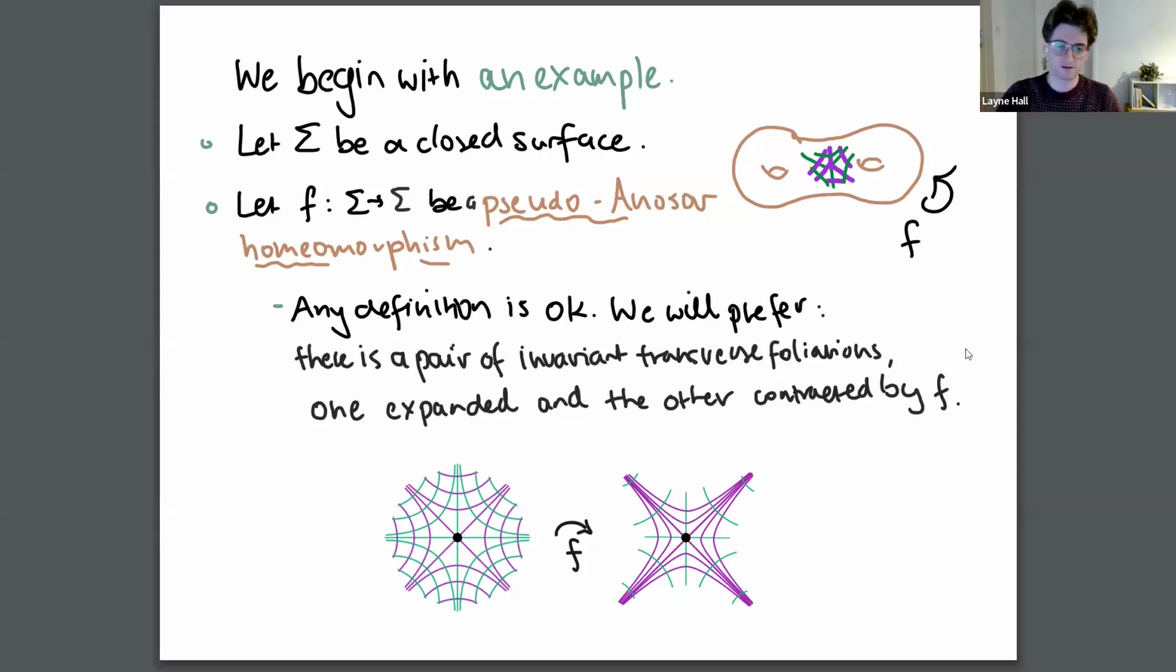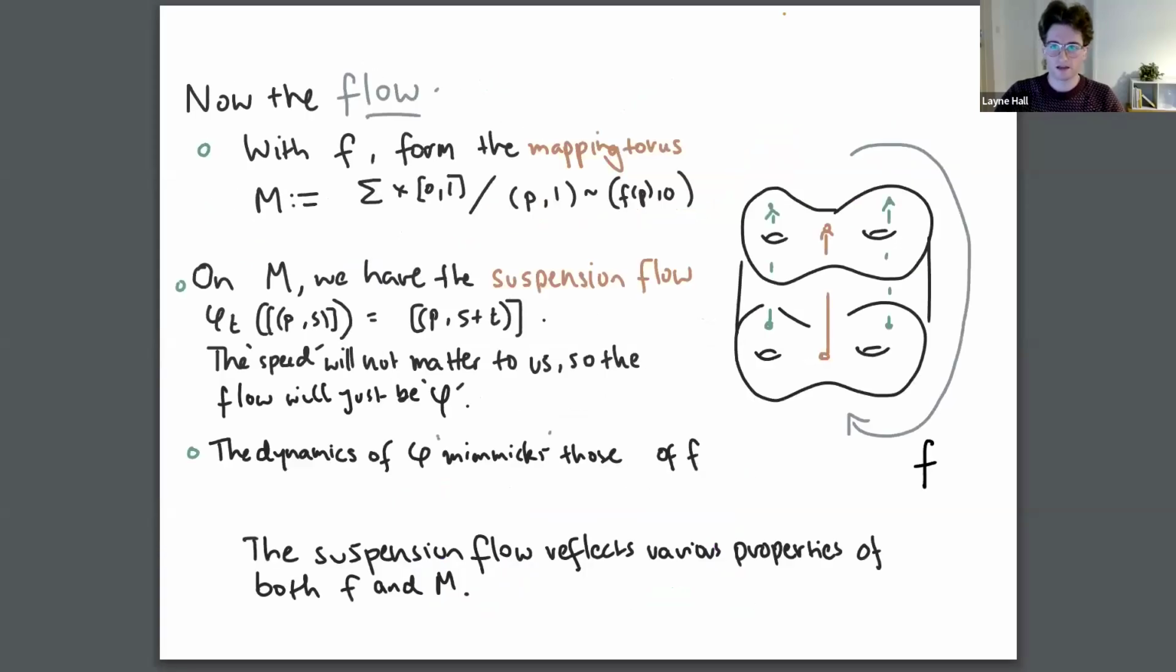Okay, now the talk's about flows. So the flow is going to come from this pseudo-Anosov homeomorphism. And it's going to come in the form of the mapping torus, right? So we're going to do a sort of standard construction and build the three manifold obtained by taking the original surface, crossing it with just the interval, and gluing the top to the bottom by our homeomorphism F. And this is a very famously studied form of three manifold, this surface bundle over the circle, right?